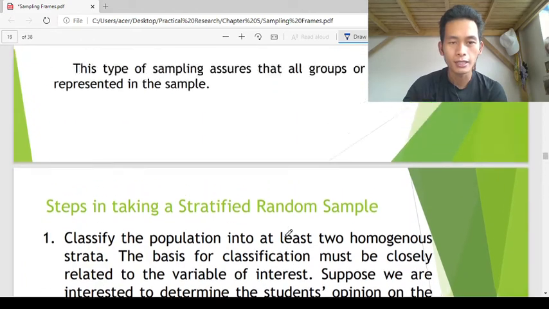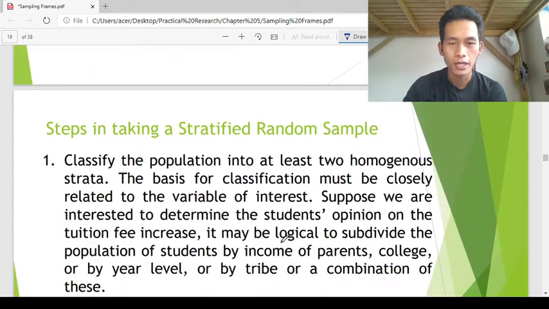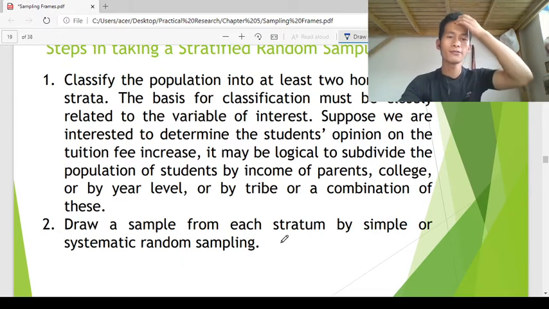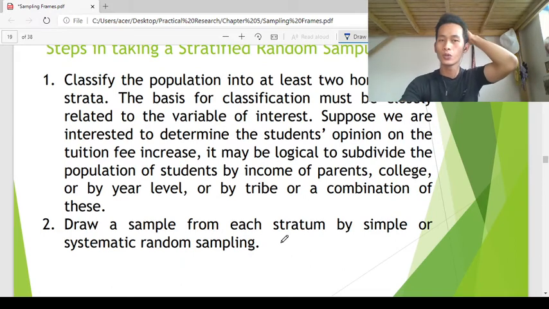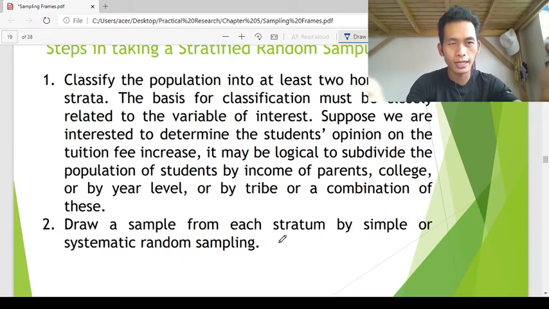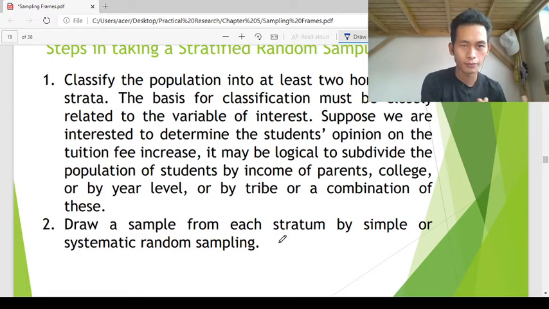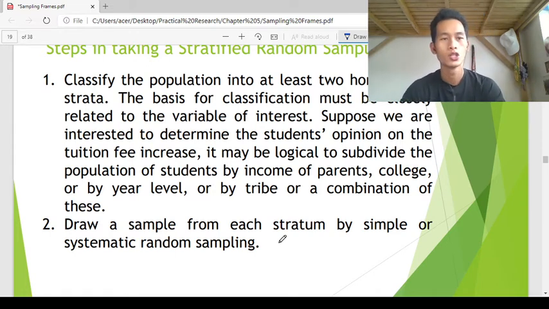Okay, steps in taking a stratified random sampling. You are going to classify the population into at least two homogeneous strata. So, classify at least two homogeneous strata. Like, for example, male, right? All male, they are homogeneous. And all female, homogeneous. So, you are going to classify it at least in two homogeneous strata.